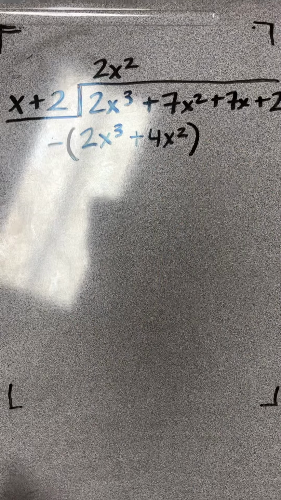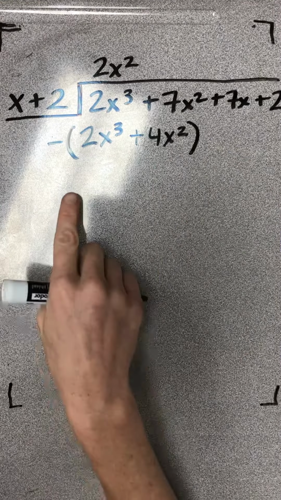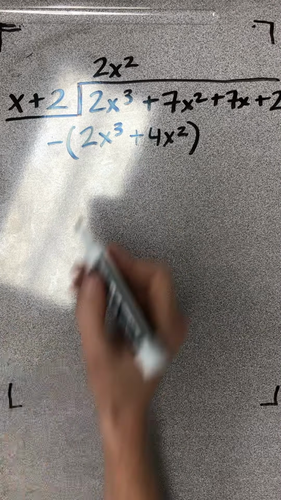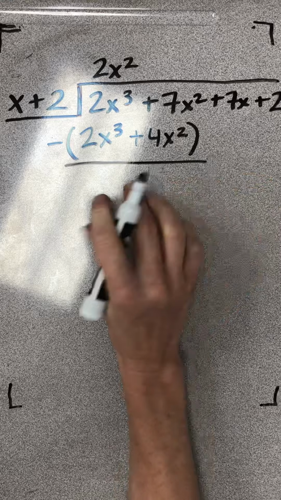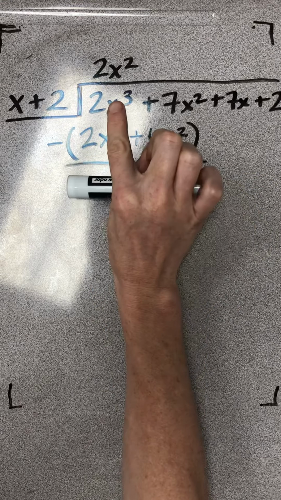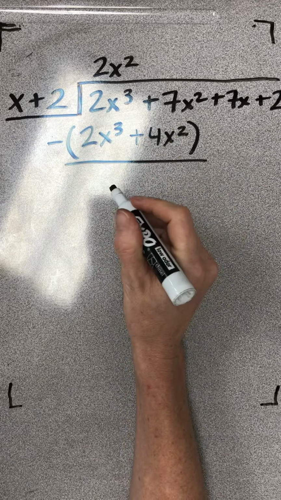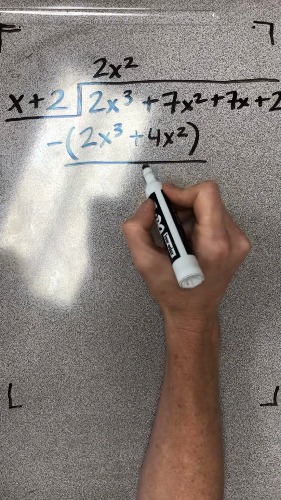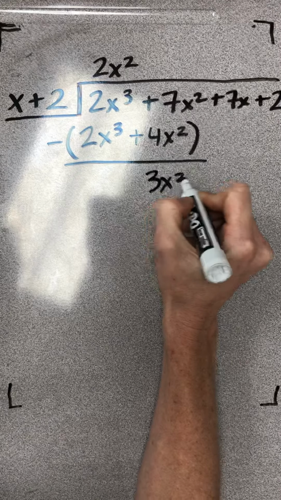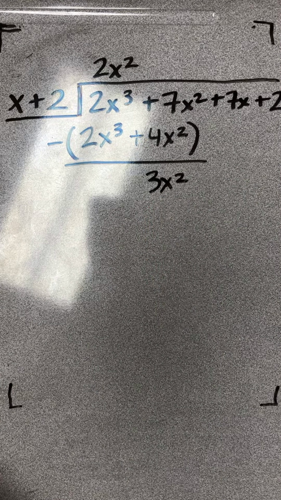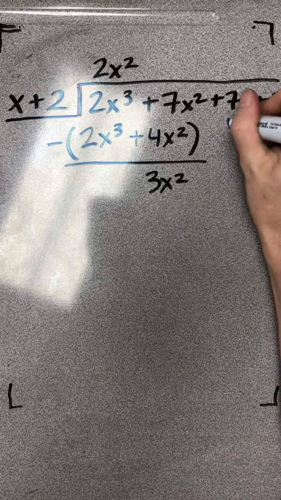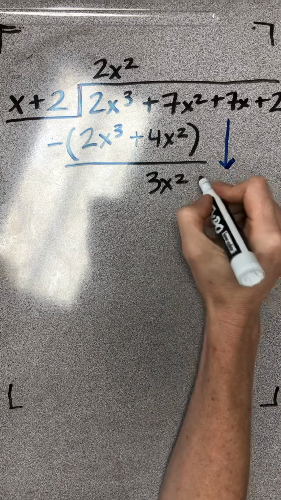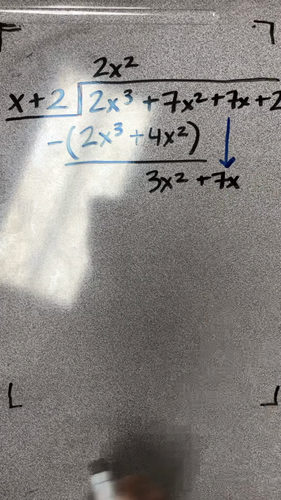So you may want to look at it this way. Some of you may prefer to not put the parentheses and put a minus sign here and here. Either way, I need to make sure I recognize that I'm subtracting this whole thing. So 2x cubed minus 2x cubed gives me 0, but 7x squared minus 4x squared gives me 3x squared. And just like we do with numbers, we're going to bring this piece down. So now I've got 3x squared plus 7x.